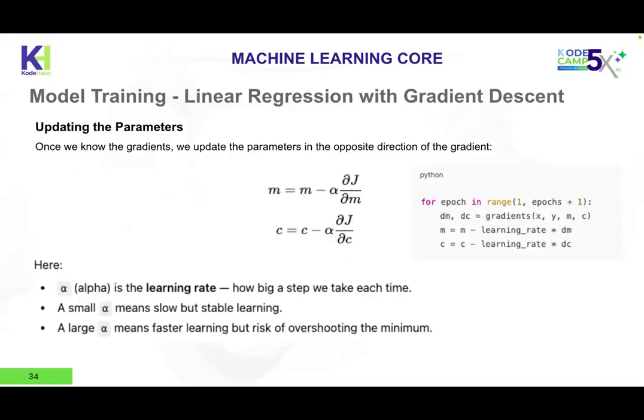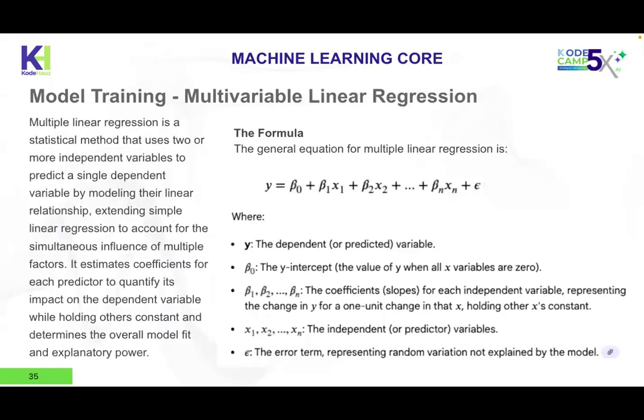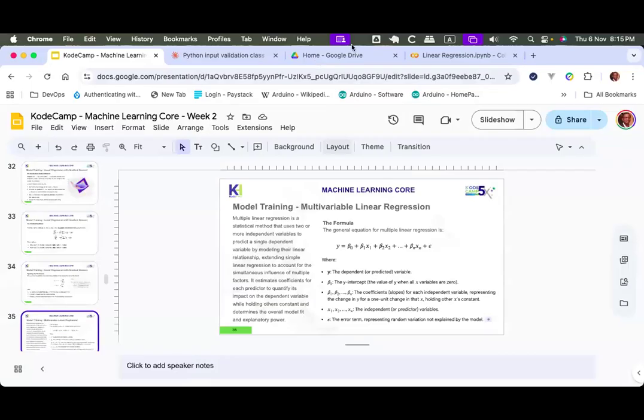So when we hear of adjust your learning rate to match the size of the data, we're going to talk about all of that later on. So that is gradient descent with a single variable. Now I'm going to take some time out and do some code for that.